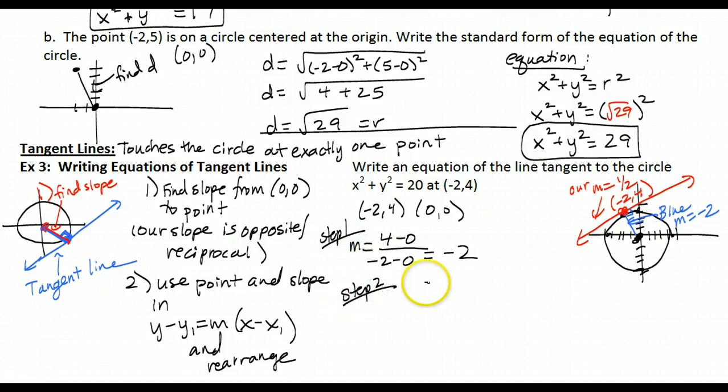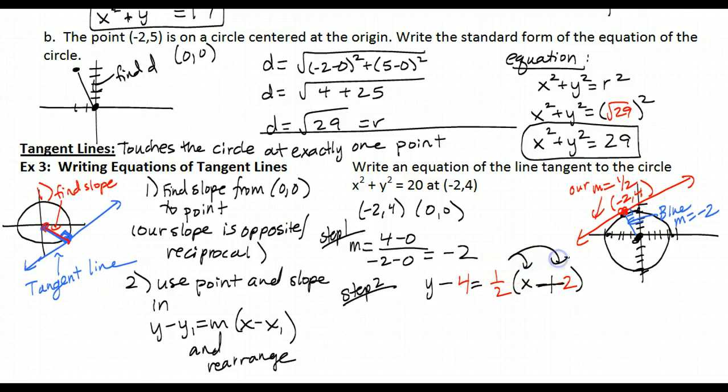Alright, here I go. So y minus my y value, which is 4, equals my slope of 1/2 times x minus my x value of -2. Alright, first step, minus a negative turns it to a plus.